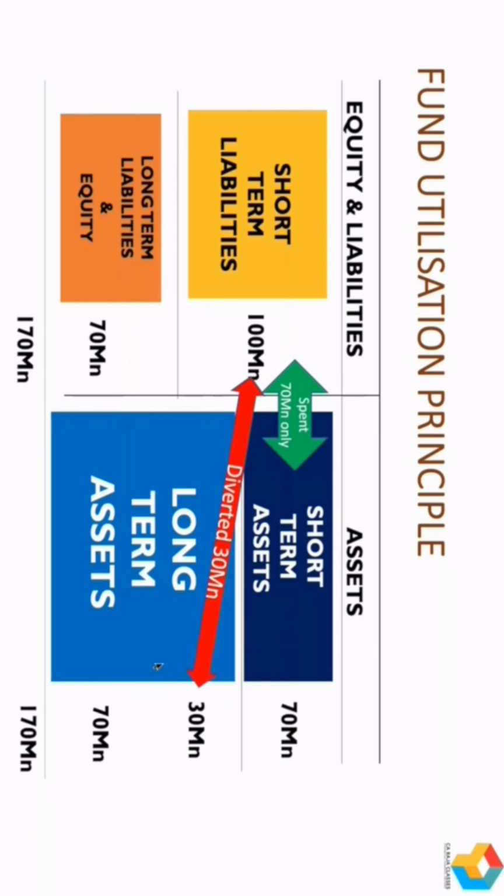Okay. So here there is a diversion of 30 million, and this 70 million they have used for a long-term purpose only. That's okay, but the blunder, the mistake, the sin that was committed here is diversion of 30 million short-term funds for long-term purpose.